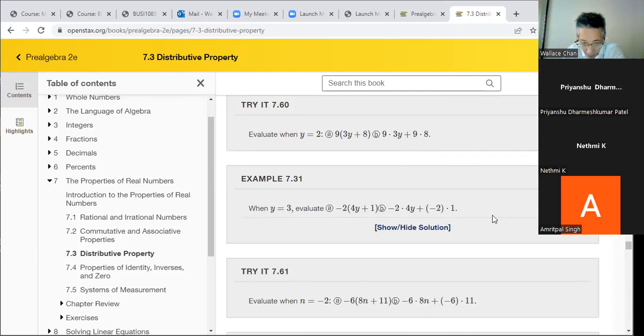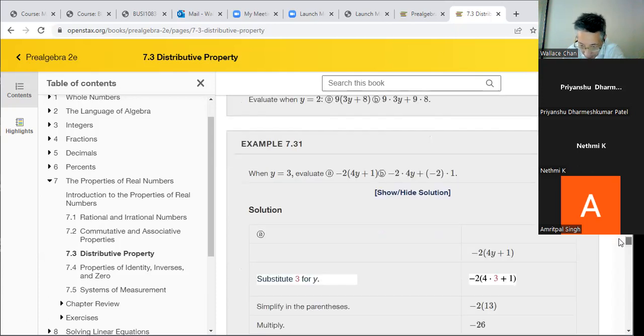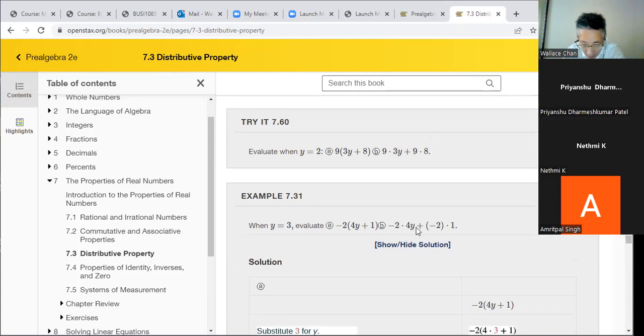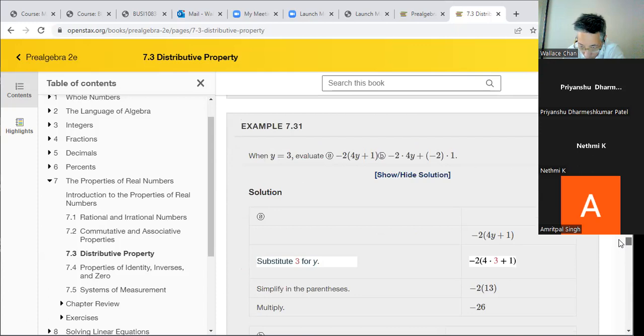Again, it's the same thing. They use the distributive property, right? So this time, if y is 3, negative 2 times 4 times 3, okay, 4 times 3 is 12. 12 times negative 2 is negative 24, right? And then plus negative 2 times 1, which is negative 2. So negative 24 minus 2, right? Which is negative 26. Actually, sir, this is the first A answer, not the B1 answer.